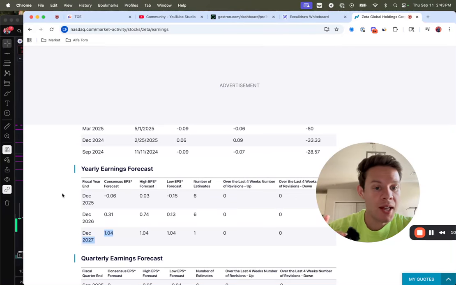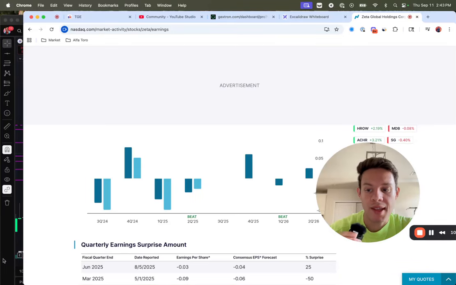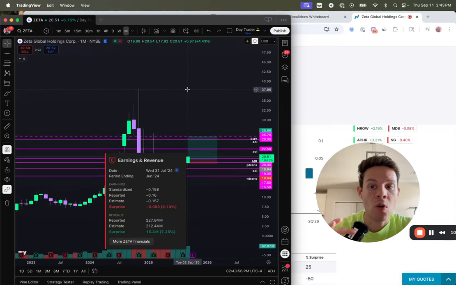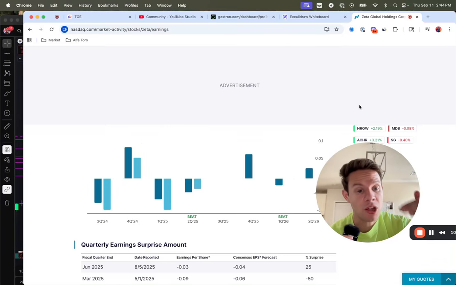Same thing with Zeta. It's no different. At this point, I'm just holding shares, but I see this going higher than 38 because, based on basic valuation and PE ratio, it's undervalued based on the projections coming in the future. So I do foresee this being more than double. And again, everything is always about risk versus reward ratio.